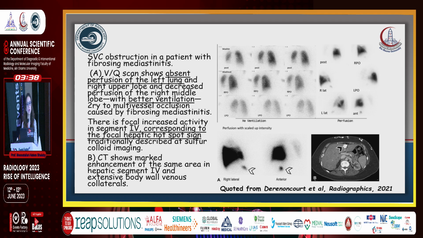And there is a focal increased activity in segment 4. This is a zoomed image. There is an increased focal activity in segment 4 of the liver, which is known as the hotspot sign. And this is also seen in the corresponding contrast-enhanced CT image. It shows the deposition of contrast in segment 4.